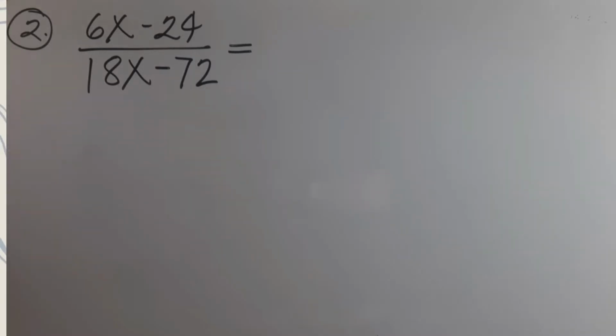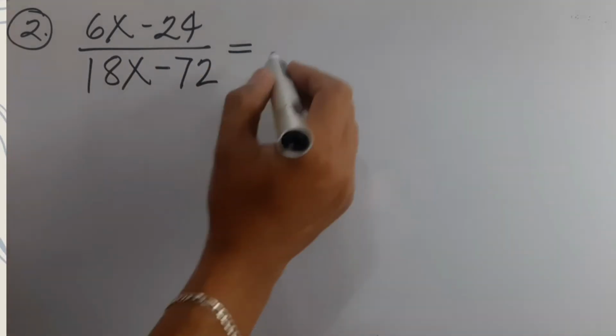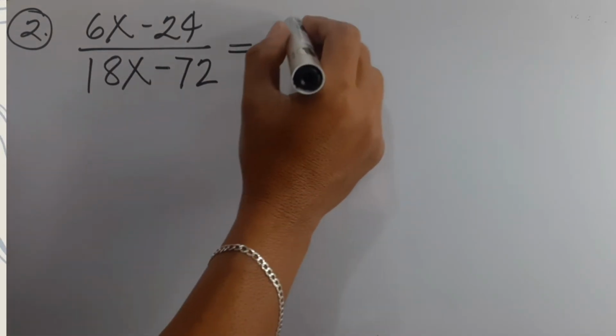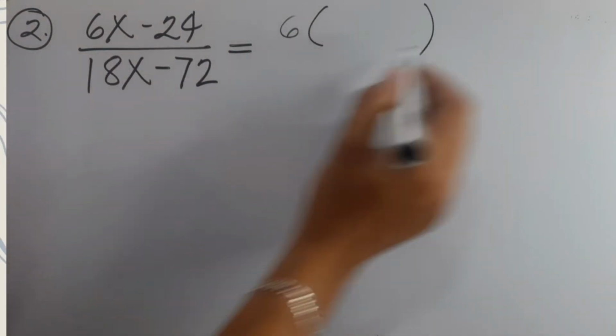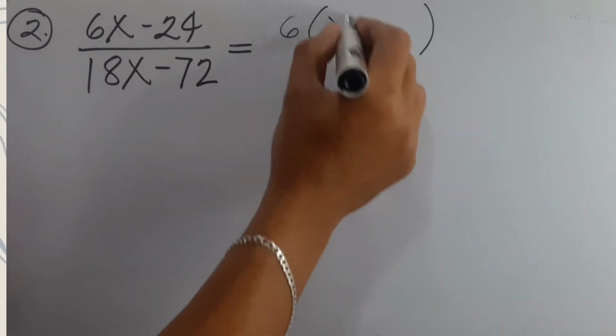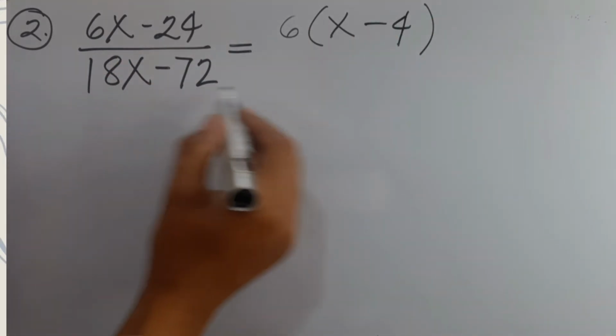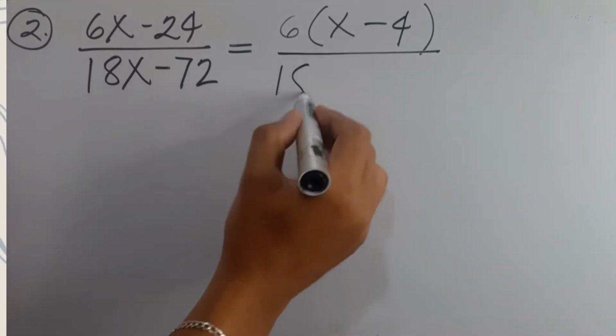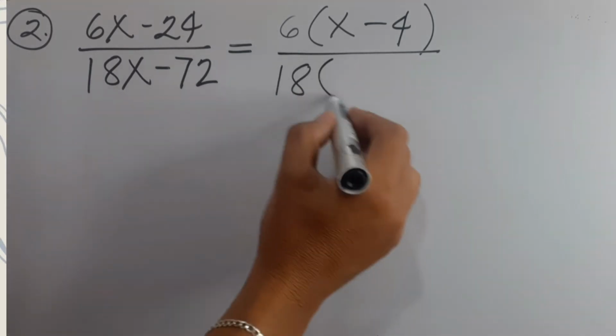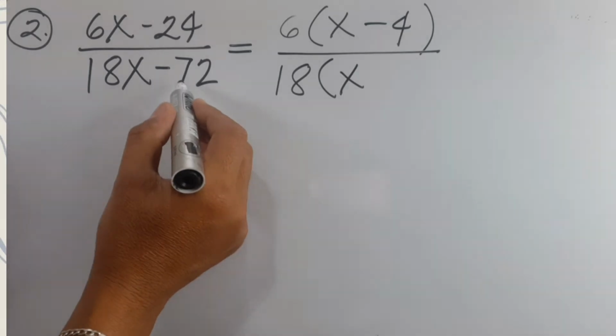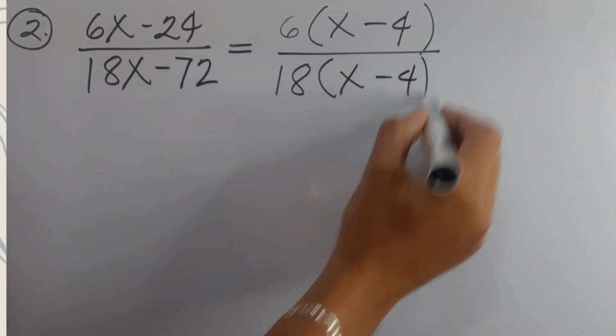Number 2, simplify the rational algebraic expression 6x minus 24 all over 18x minus 72. First, for the numerator, the common factor of 6x minus 24 is 6. 6x divided by 6 is x. 24 divided by 6 is minus 4. The common factor for the denominator is 18. 18x divided by 18 is x. 72 divided by 18 is minus 4.